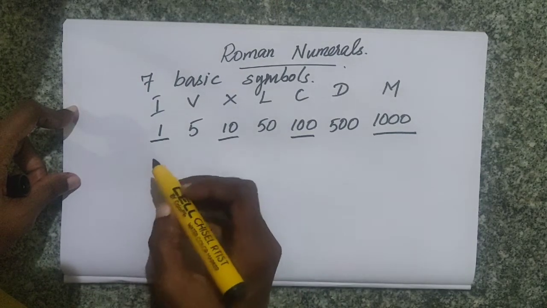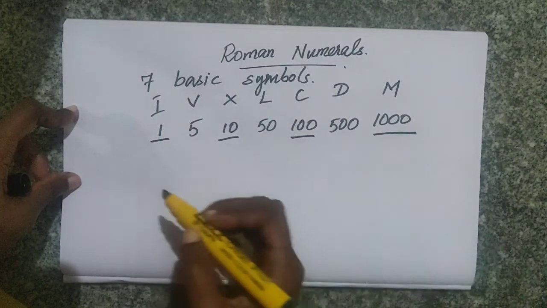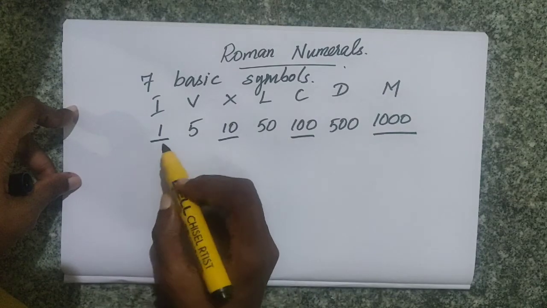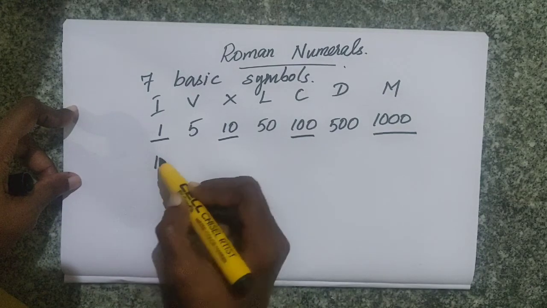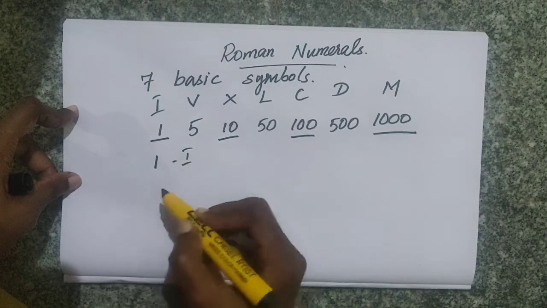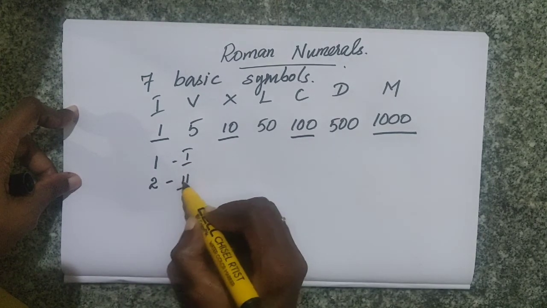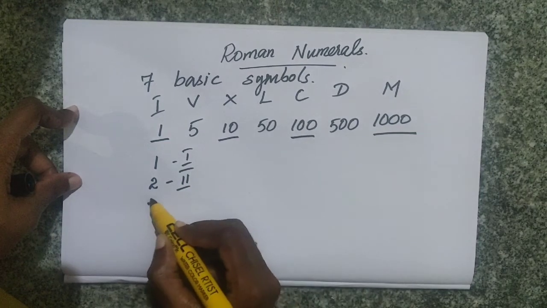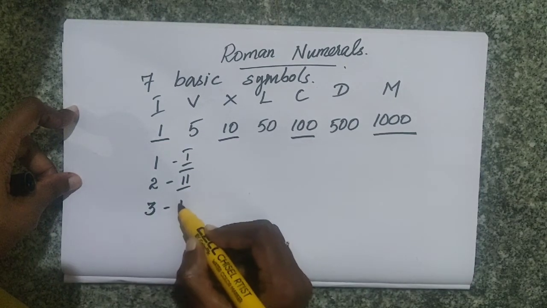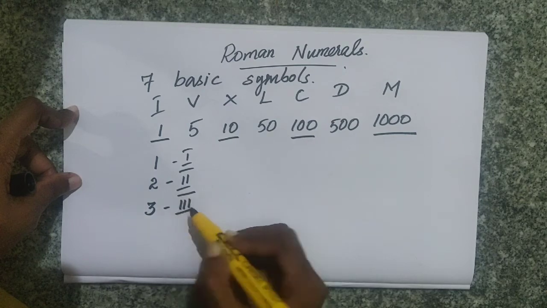So now let me show you how to write the Roman numerals from 1 to 10. For 1 you already know it is I. For 2, 1 is repeated 2 times. For 3, 1 is repeated 3 times.